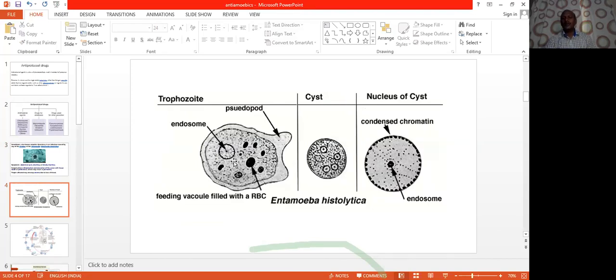It can go to the intestine, from the intestine it can reach the liver, and from the liver it can reach the lungs or the heart, and from the heart it can reach the brain. So this is the invasive form. You can also call it the immature form, which cannot cause the infection. That means it cannot cause cell death, as I told you in the complications.